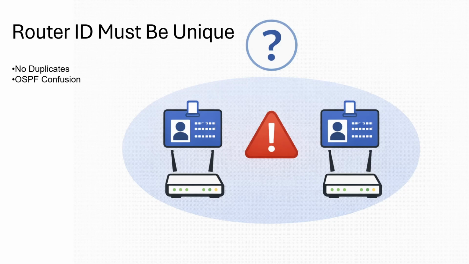Next, uniqueness. Within the same OSPF routing domain, router IDs must be unique. If two routers end up with the same router ID, OSPF can't reliably tell which router is which, and you get a conflict. So router ID uniqueness is not a nice thing to have, it's mandatory. That's also why manual or loopback based router IDs are common. They reduce the chance of accidental duplicates.